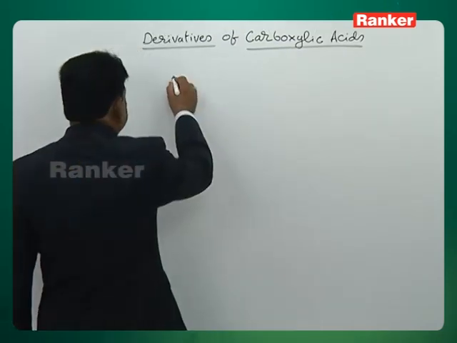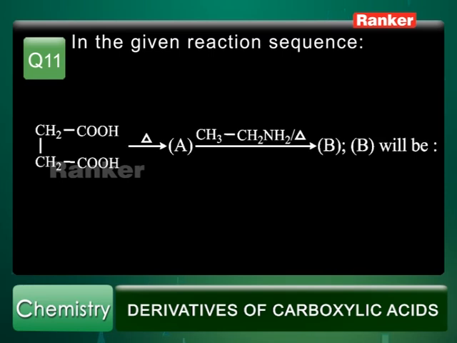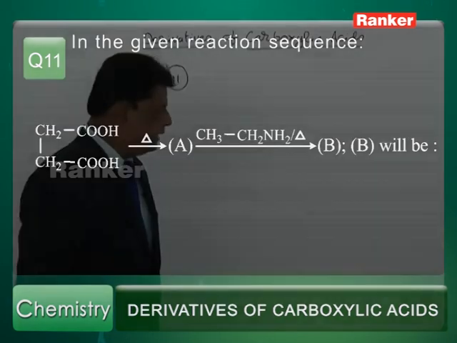Let's go to question number 11. In the given reaction sequence, a 4-carbon dioic acid, known as succinic acid or butane dioic acid, on reaction with heat, that is a pyrolysis reaction, gives compound A, which on reaction with ethylamine on heating gives a compound B. What is this compound B?